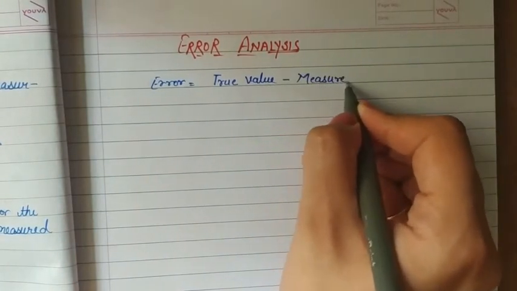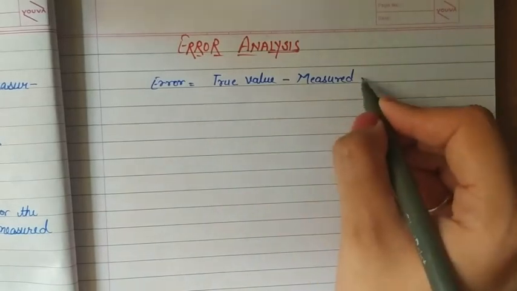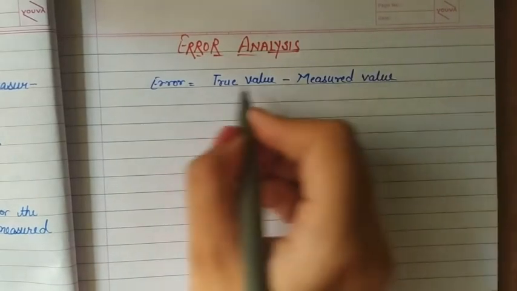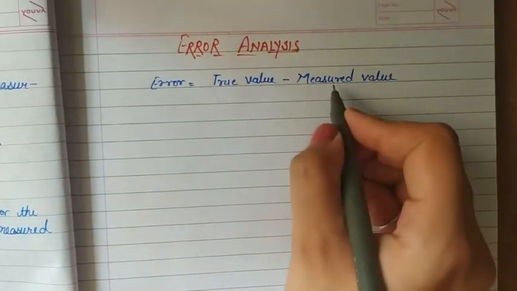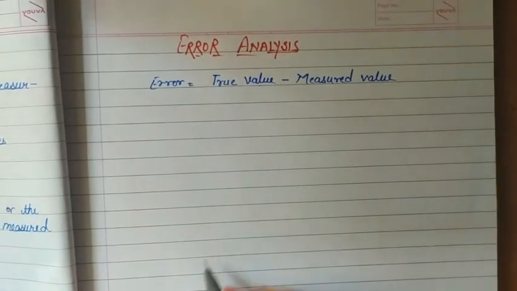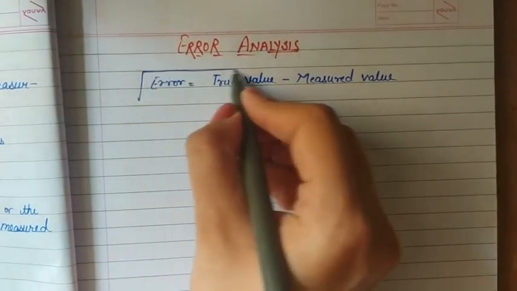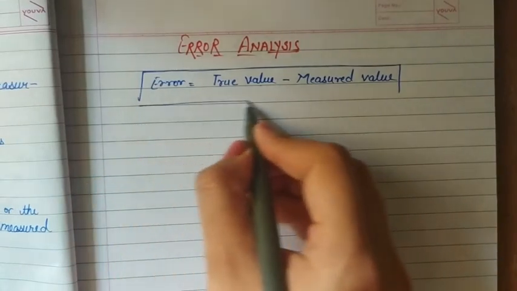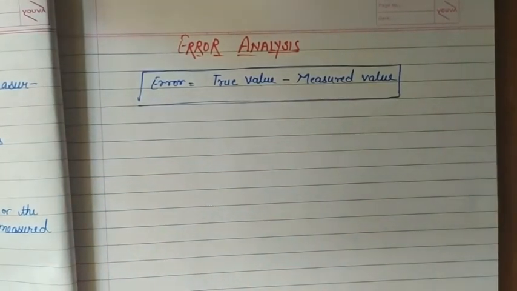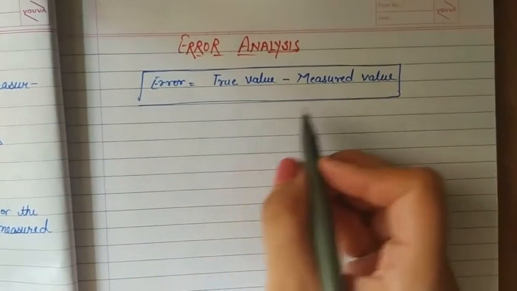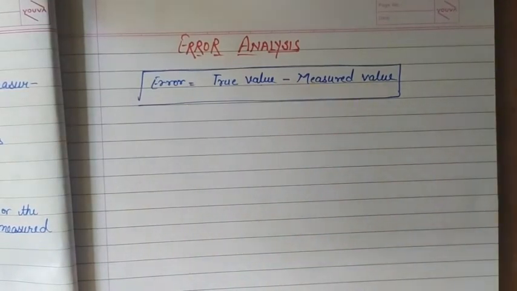What exactly the value of that physical quantity is, that is the true value, and how much difference there is between it and our measured answer, that is called error. So error is defined as the difference between the true value and the measured value of a physical quantity.